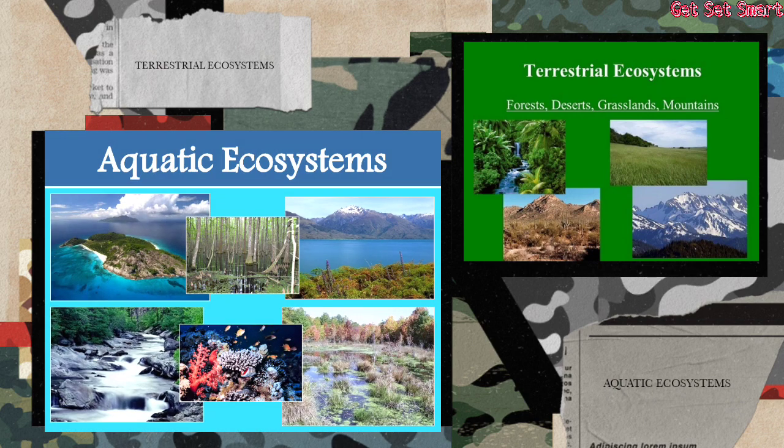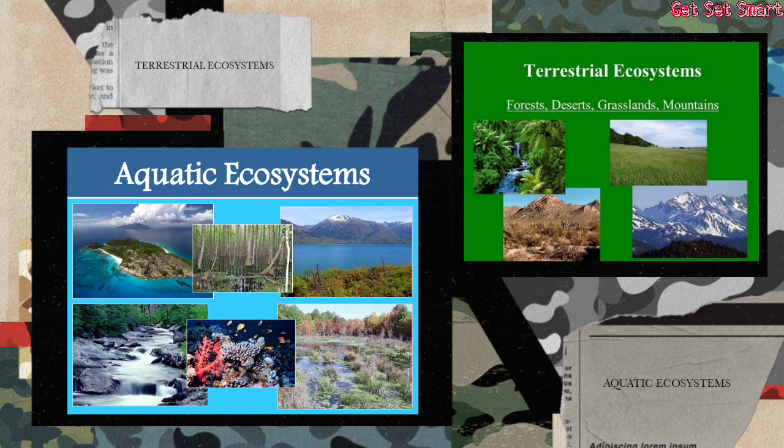And second one is aquatic ecosystem. That means the ecosystem that refers to water bodies as distinct from land. For example, lake, river, wetland, then coral reef, oceans, etc.